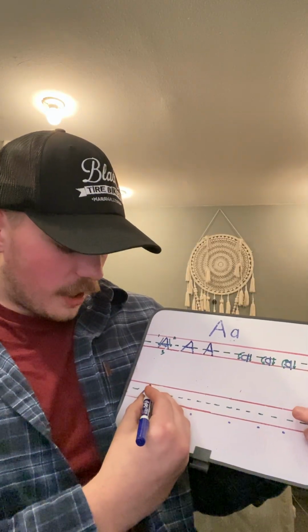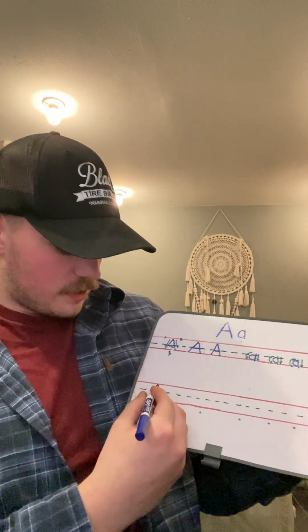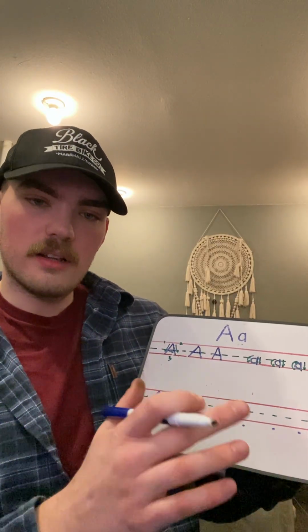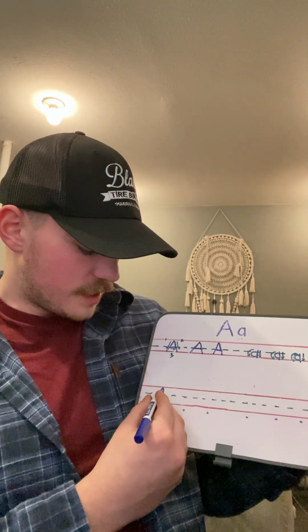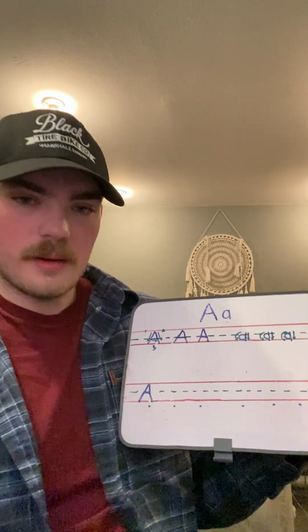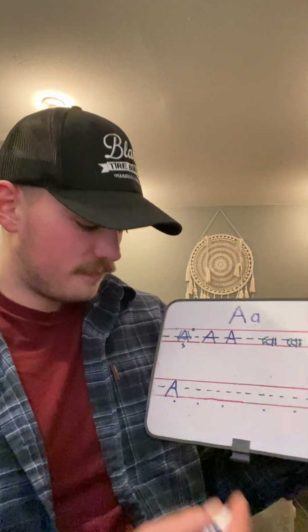From top to bottom, dragging the line down. And you want to keep that as straight as possible. If you've got a curved line, your A will begin to look a little different than it should. Finally, you want to take that green dotted center line and you will connect the two lines you've just created going from top to bottom. And you've got your first uppercase A.